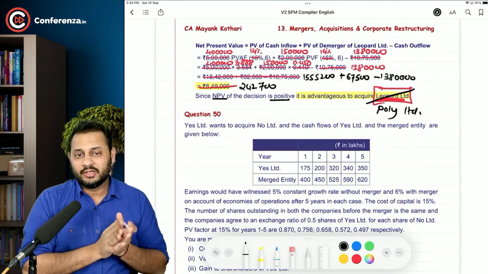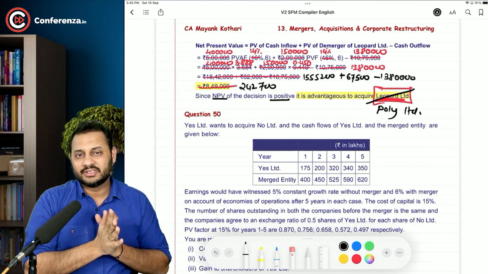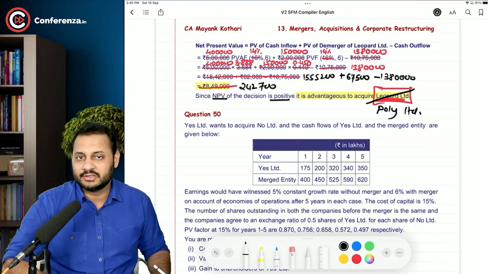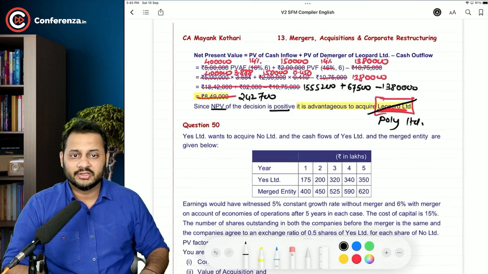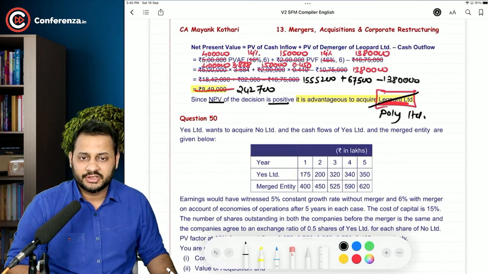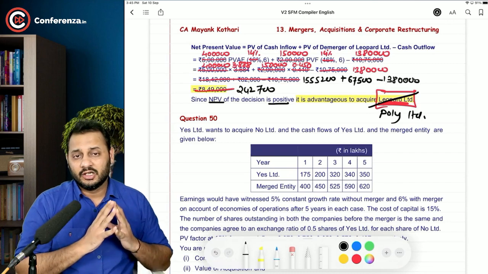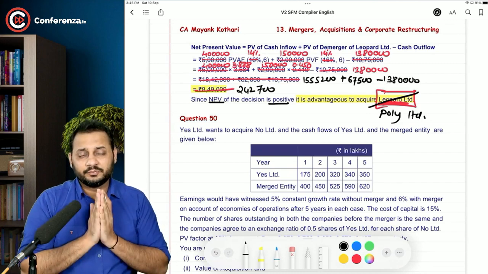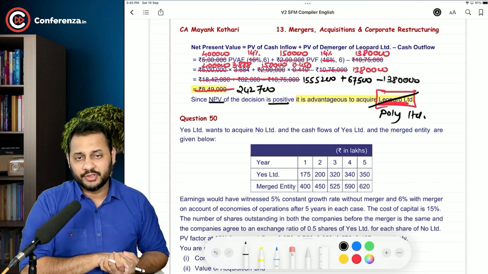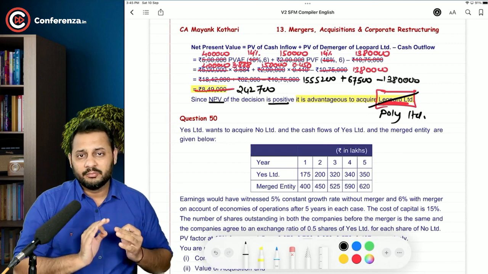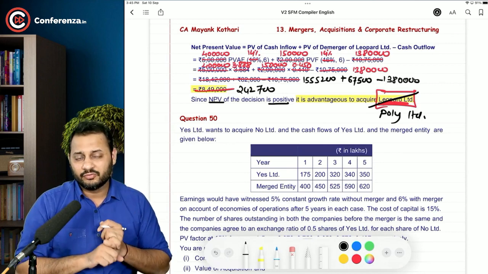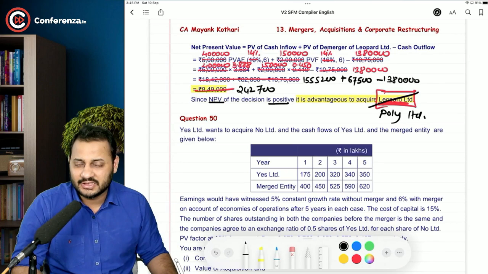Again, I'm very sorry for the mistake in the answer. We are going to change this later on, but for now you can just write it down. If there is any change in this answer also, if I'm missing out something, I will make sure that it is printed correctly in the corrigendum that we are going to issue for all the people who have purchased the compiler 4th edition and the fast track batches as well.